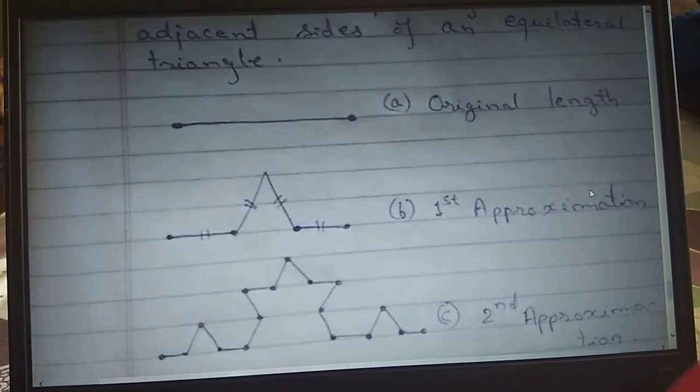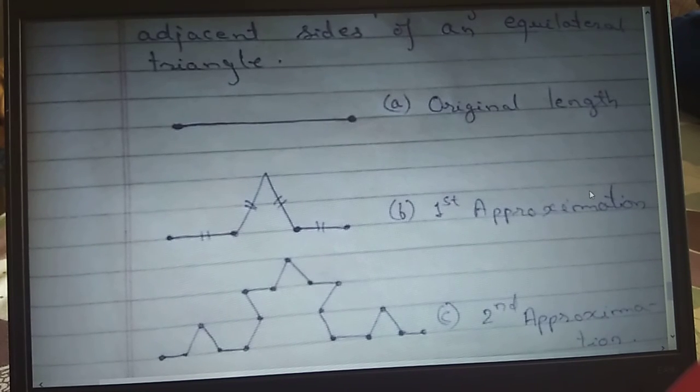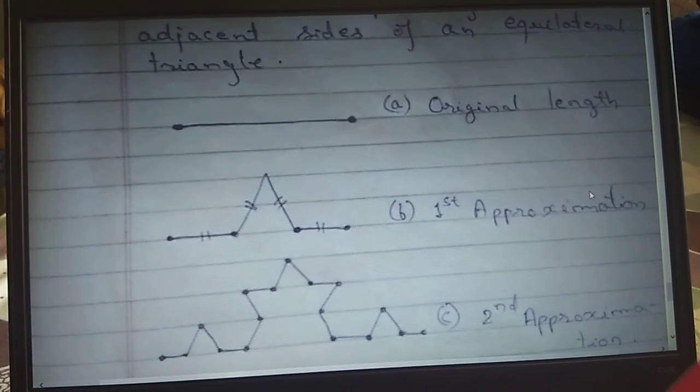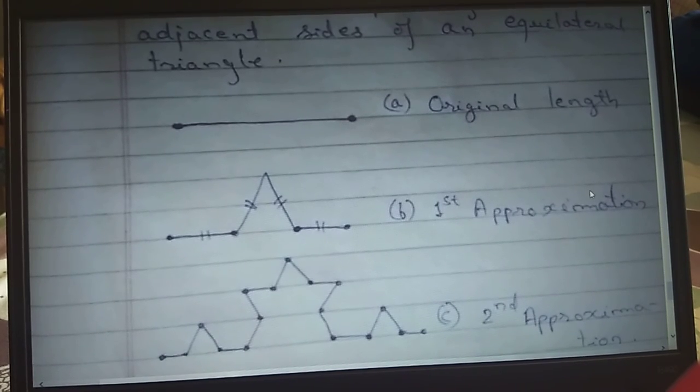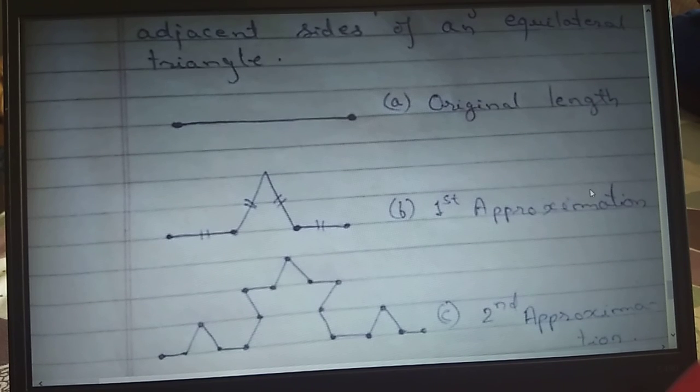When we go on doing approximations, that is dividing each line into 3 equal parts again and again, after the second approximation, in figure C, we get the length as 16 by 9. Here the topological dimension is 1 because it's a line, and the fractal dimension comes out to be 1.26, as n we take as 4 and the scale of the curve is 3. Okay, so this is the Koch curve.